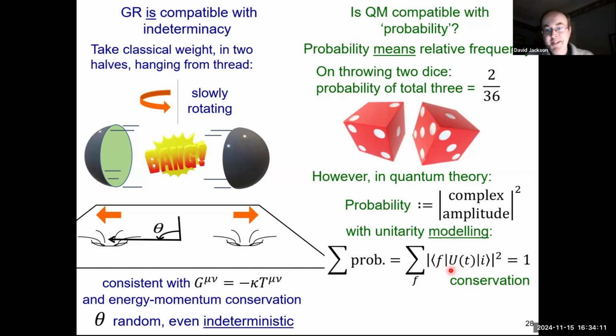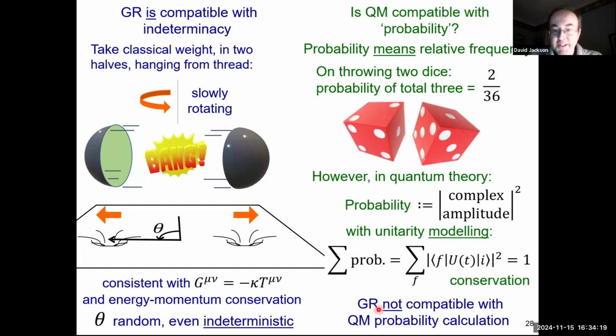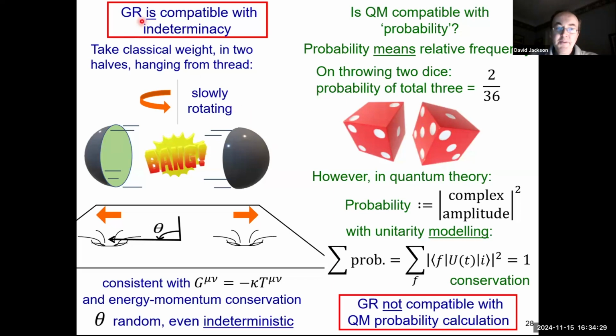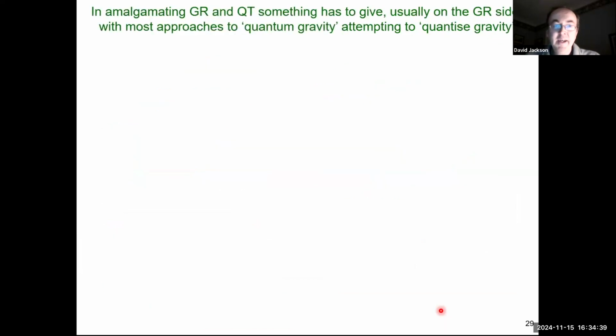So yeah, the controversial comment is that yes, this works pragmatically, but there's something possibly quite provisional about this way of calculating probabilities. And the point is that general relativity is not compatible with the way that quantum mechanics calculates probabilities because of the kind of evolution of wave function and wave function collapse and those discontinuities. So GR is happy with indeterminacy, but not with quantum mechanics. So when we try to combine quantum mechanics with general relativity, something somewhere has to give. And normally it's on the side of general relativity. So most approaches to quantum gravity attempt to quantize gravity or the space-time geometry or something like that.